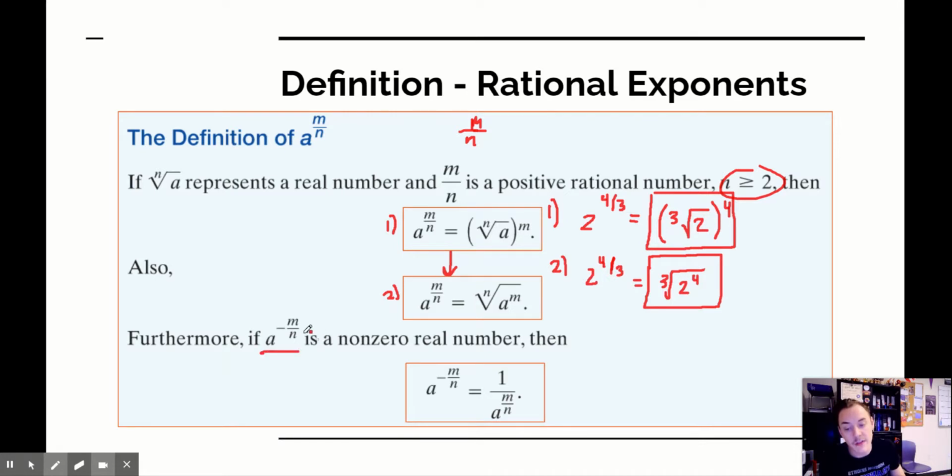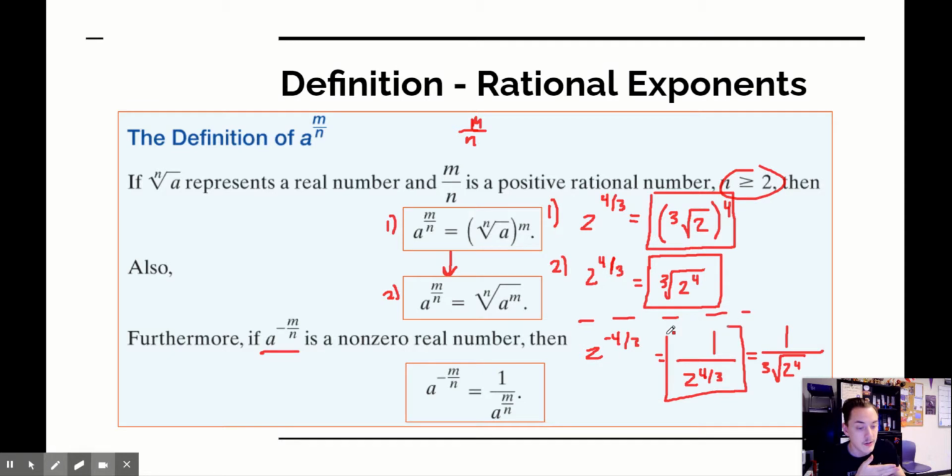Now, furthermore, if you have a negative, an answer would look something like this. So 2 to the negative 4 all over 3 equals 1 all over 2 to the 4 all over 3, which of course is the same thing as 1 all over the cube root of 2 to the 4th power, if I wanted to continue. But I don't need to.